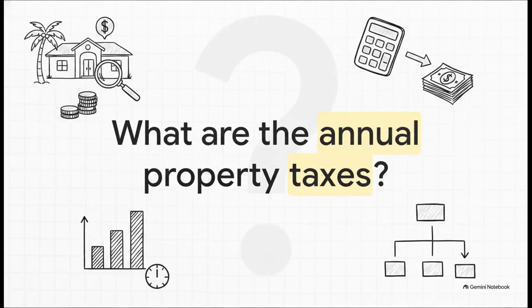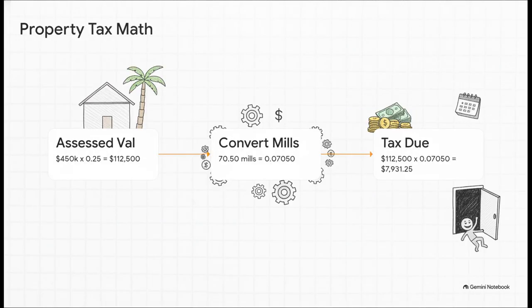Up next, question 3. A property's market value is $450,000. The assessment rate is 25%, with a tax rate of 70.50 mils. What are the annual property taxes? Go ahead and pause here, work through the progression, and make absolute sure you don't skip the most crucial first step. Let's check your work.